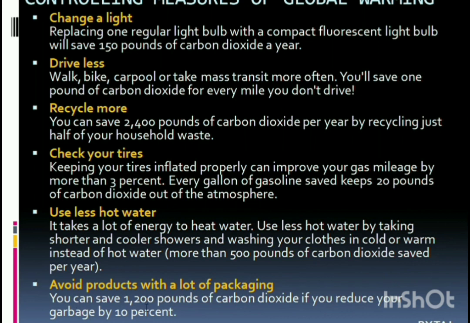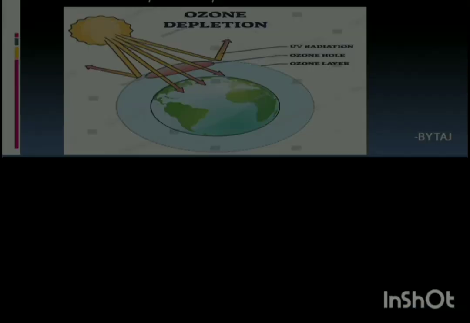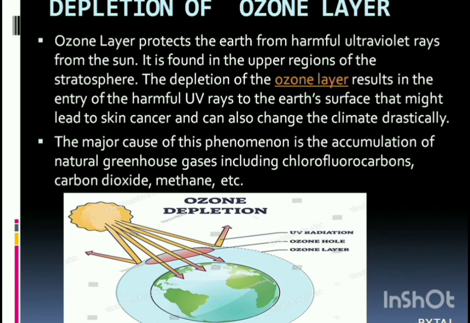And avoid products with a lot of packaging. You can save 1200 pounds of carbon dioxide if you reduce your garbage by 10%. So these are all some very important controlling measures I have mentioned here. So coming to the next concept, depletion of ozone layer.